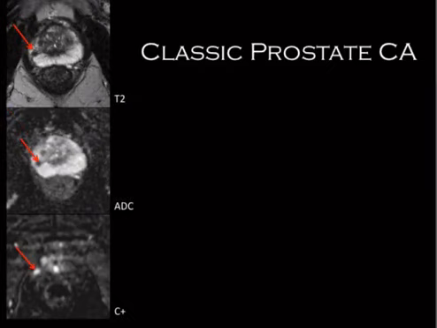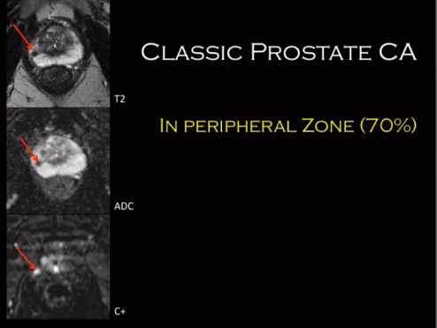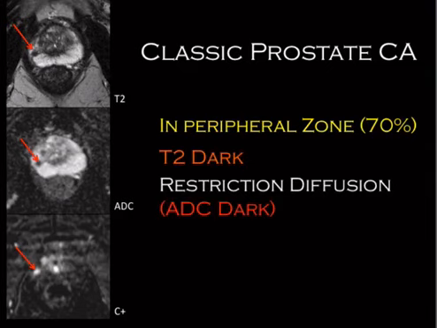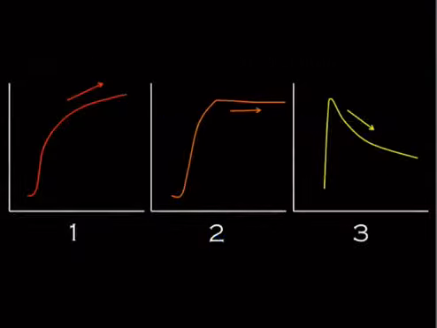So a classic prostate cancer is dark, it's located in the peripheral zone. It's dark on T2, it restricts diffusion, and it enhances on post-contrast imaging. And like I mentioned before, it enhances in a specific pattern, just like breast cancers do. And these are your three different curve types: an uptake with progressive enhancement, an uptake with plateau, or an uptake with washout.